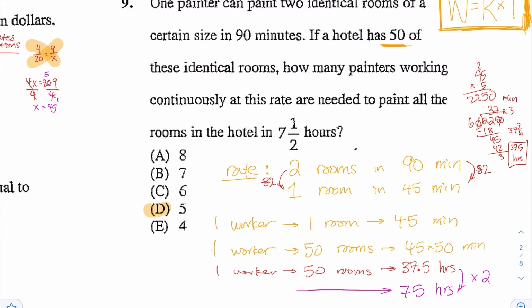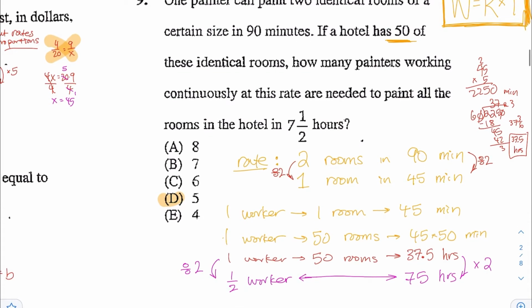But remember that you have to divide by the number of workers. So it'll take like half of a worker, 75 hours to paint 50 rooms. So half a worker doesn't make any sense, but we're just using this as unit rates. Now, the reason I doubled it to 75 is because you can turn 75 to 7.5 if you divide by 10. So 75 divided by 10 is 7.5 hours, which is what you want.